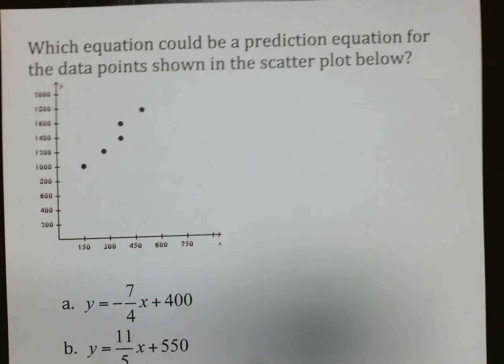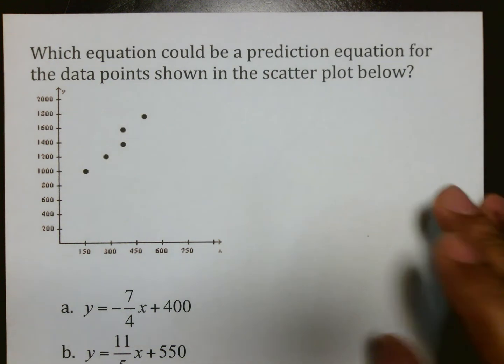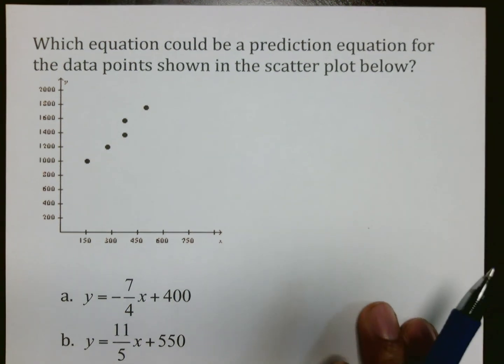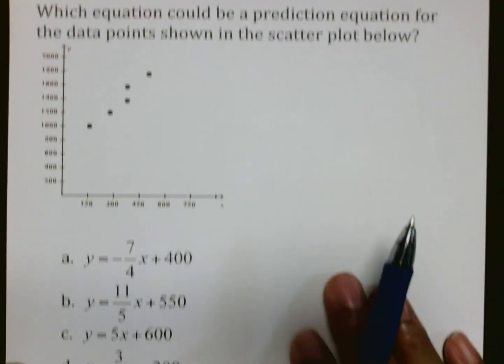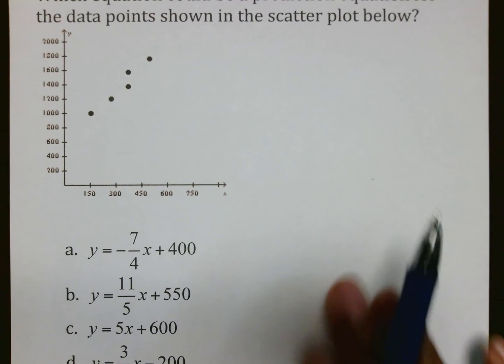So the last thing I want to do real quick is show you how to use common sense on your multiple choice questions. There is a question like this in the SAT book that I'm going to be giving you in a little bit. It says which equation could be a prediction equation for the data points shown in the scatter plot below. All this is saying is if this is your scatter plot, which of these equations could represent it? And I want to use my common sense.